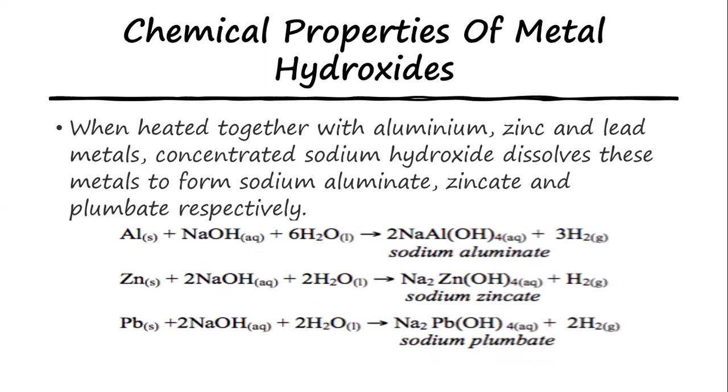So that's the first chemical property, whereby concentrated sodium hydroxide, when heated together with these elements, aluminium, zinc, and lead metals, dissolves these metals to form sodium aluminate, zincate, and plumbate respectively.